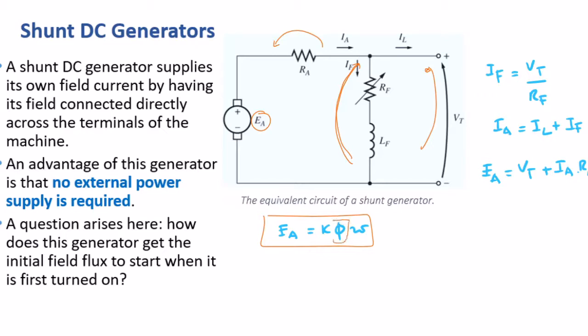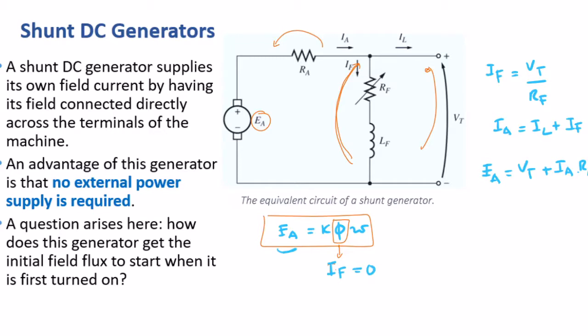Where does the flux come from? The flux should come, as we've learned before, from the field circuit. We need the field current here. But then the question is, how do we get the field current if EA is 0? Initially, we know that no voltage is generated by the DC generator. If there's no voltage, there's no EA, there's no VT, or they are 0, so IF will be 0 as well, and therefore EA will also be 0. This is like a circle.